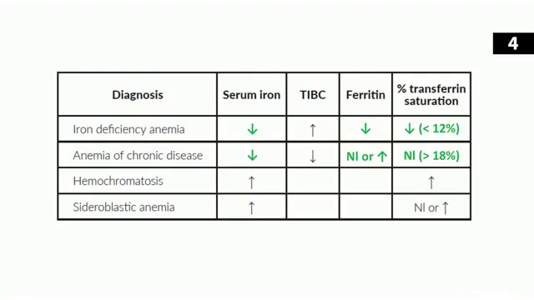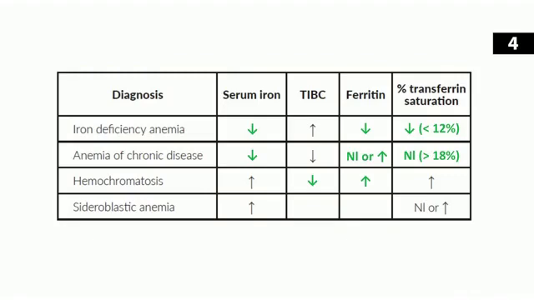But generally, in anemia of chronic disease, you're going to have a transferrin saturation greater than 18%. Now, what do these iron studies look like in hemochromatosis? Well, hemochromatosis is where you have a lot of iron stored up. You have too much iron in the body. So serum iron will be elevated. TIBC and transferrin will be low because the transferrin is basically saturated.